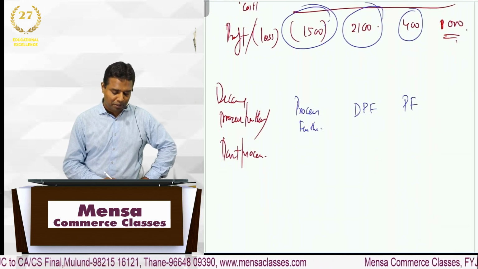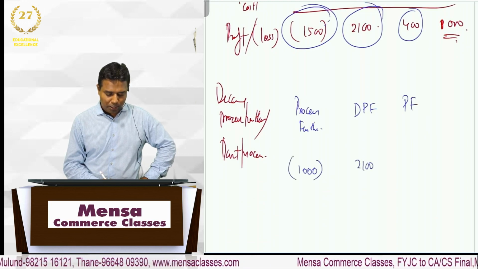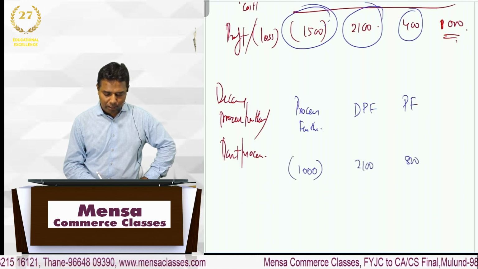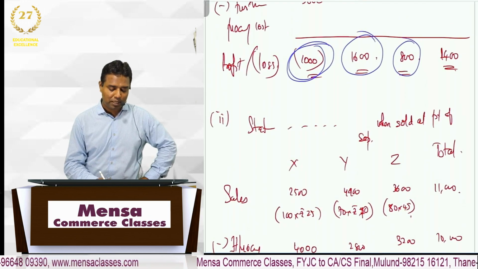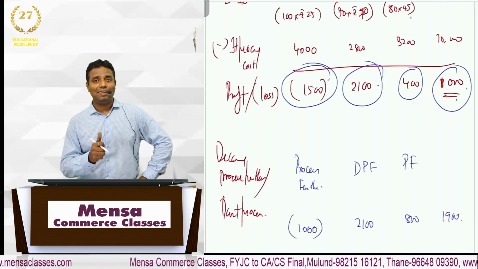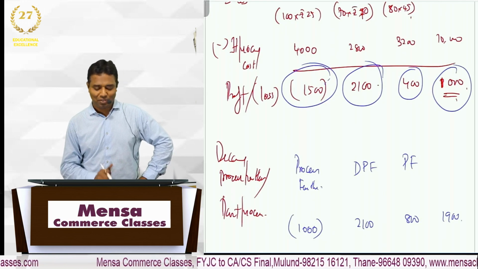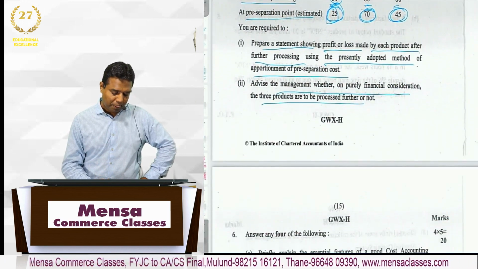So what will happen? Here my loss will reduce to 1,000. Here I'll earn 2,100. Here I'll earn 1,800. So overall it will jump to 1,900. So this is much better than 1,400 rupees and also better than 1,000 rupees. Done. That's how you present the decision. Fine. Good. Let's move on to the next one.